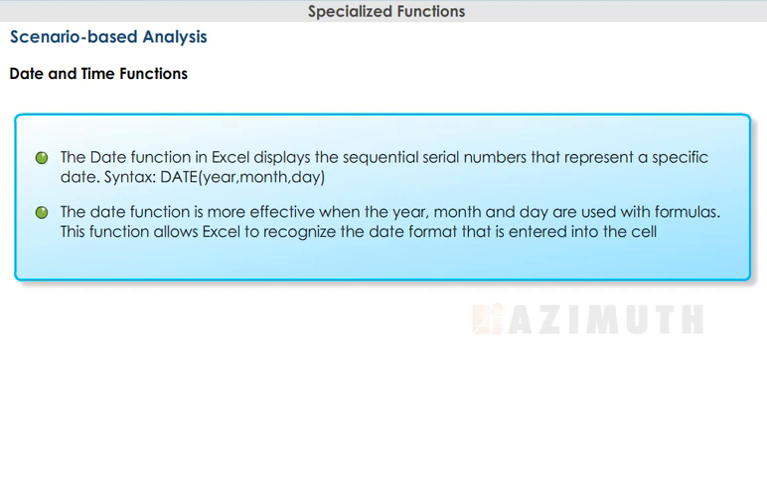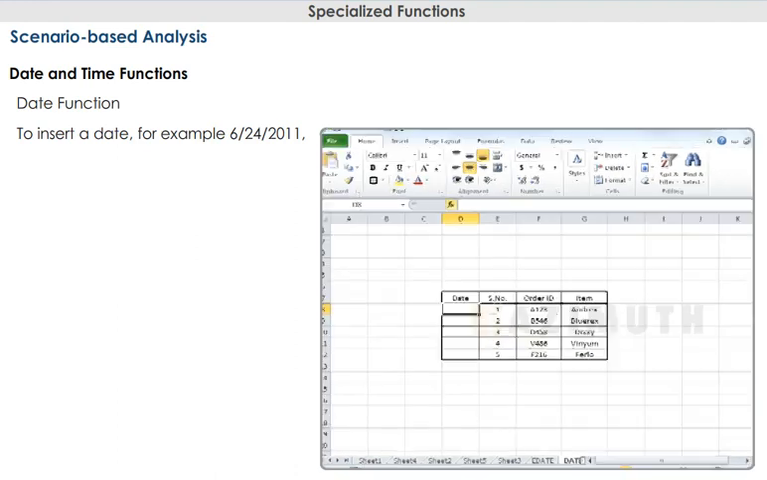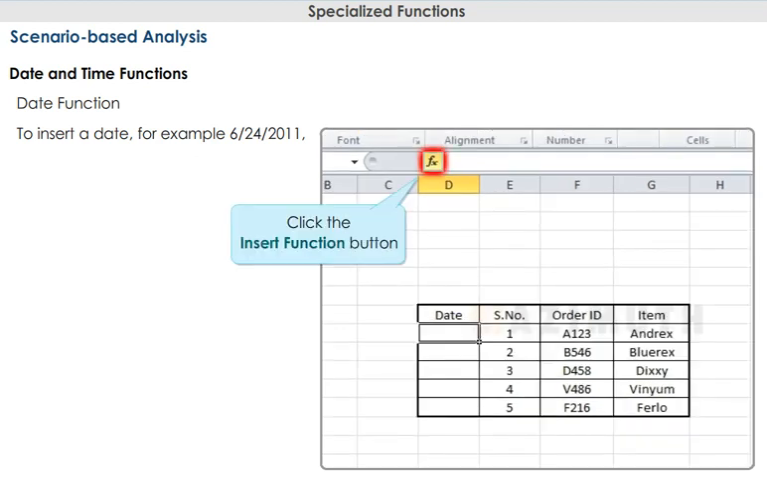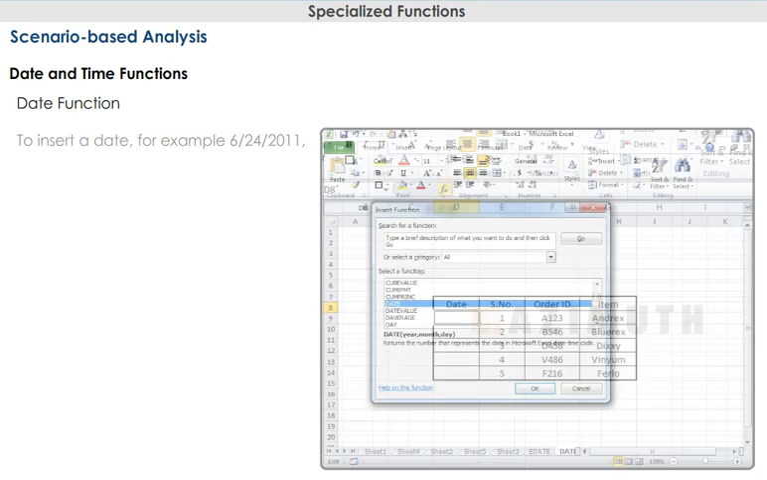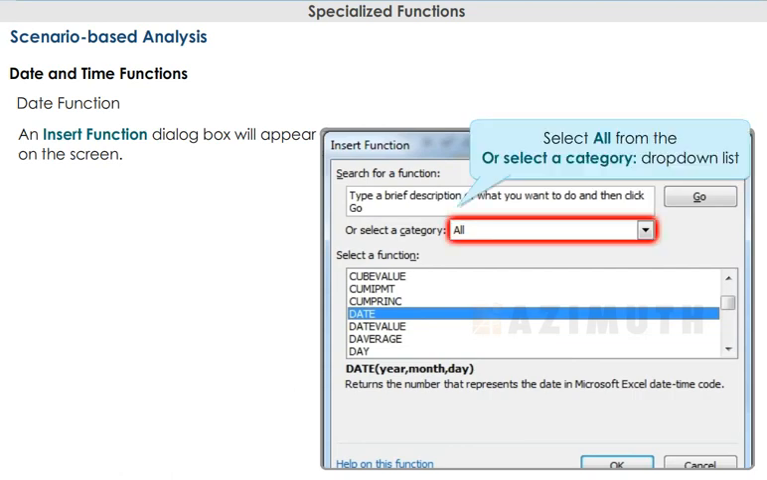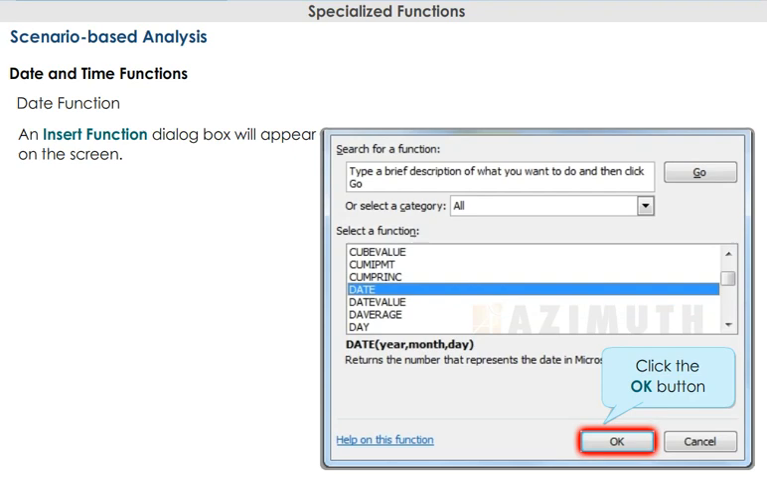Let us discuss some specialized functions of Excel in this topic. First, let us see the date function. To insert a date, for example, 6/24/2011, click the cell in a worksheet in which you want to insert the date function. Click the Insert Function button. An Insert Function dialog box will appear on the screen. Select All from the Or Select a Category drop-down list. Select Date in the Select a Function category and click the OK button.